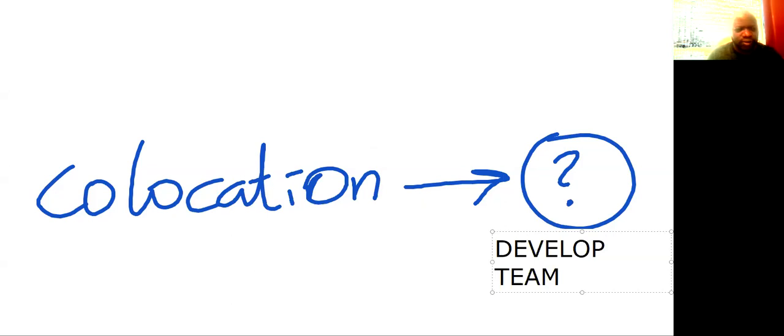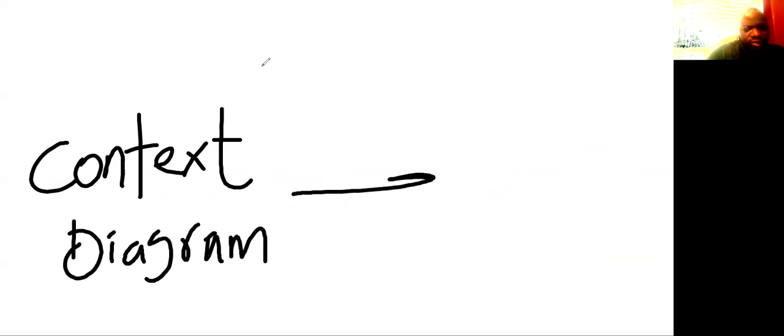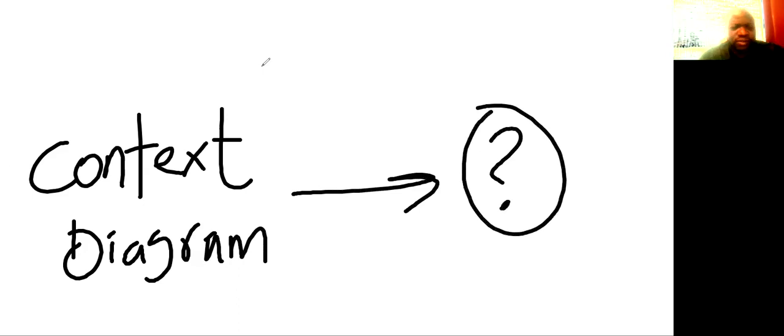The next one is a favorite of mine, and it's from the world of planning, and it is known as a context diagram. Where is a context diagram used? Do you remember? Context diagram is a tool and technique of which process?